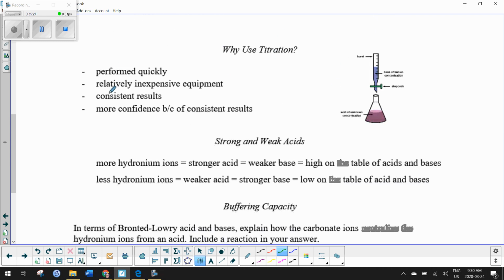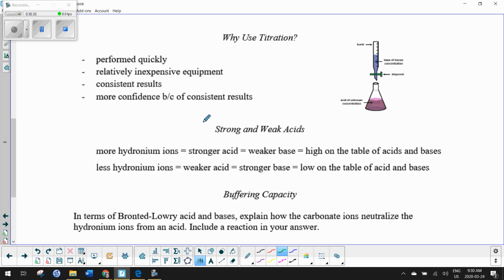Why use titrations? The reason why we use them is because they're very quick. It's a relatively inexpensive equipment compared to others. You get consistent results, which makes you more confident in your results. So strong and weak acids. The more hydronium ions you have, the stronger the acid. And that means the weaker the base. So this is higher on the table of acids and bases. Less hydronium ions means a weaker acid or a stronger base, because remember, acids and bases, due to Bronsted-Lowry, can be both. Whichever one's higher is acting as the acid.